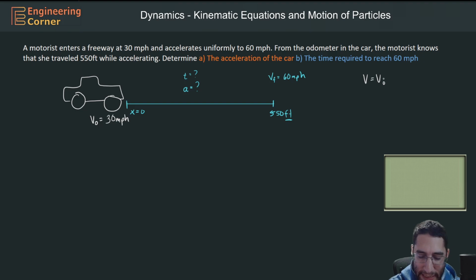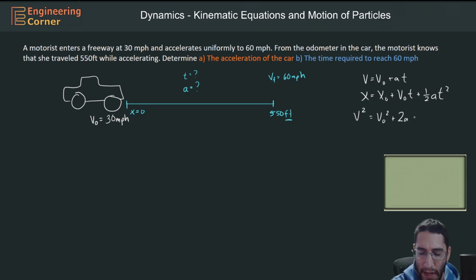Our velocity is equal to our initial velocity plus acceleration times time. Our position is equal to our initial position plus our initial velocity times time plus 1/2 times our acceleration times time squared. And our final velocity, for consistency, I'm just going to keep that as a v. So our final velocity squared is equal to our initial velocity squared plus 2 times a times x minus our initial position. So when we're looking at these equations, we need to pick equations.